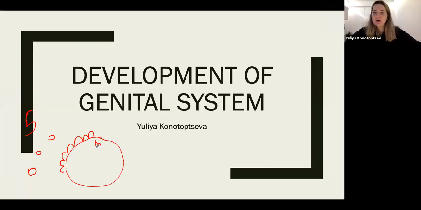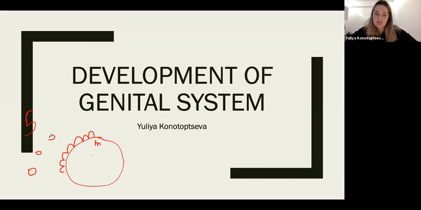Where did this mesenchyme come from? Also from the intermediate mesoderm. Amazing. Because the urogenital system, so the urinary system, comes from the intermediate mesoderm, the genital system will as well. So this mesenchyme's origin is intermediate mesoderm.